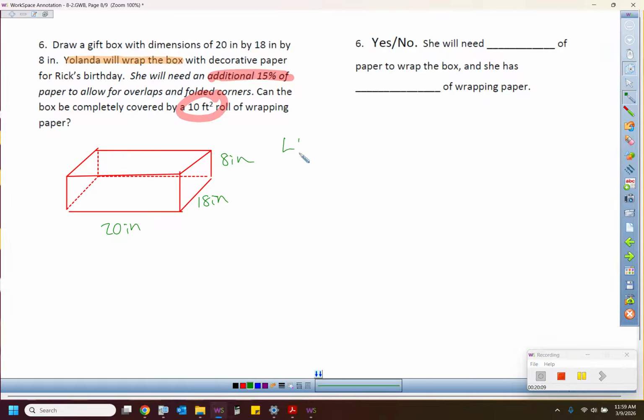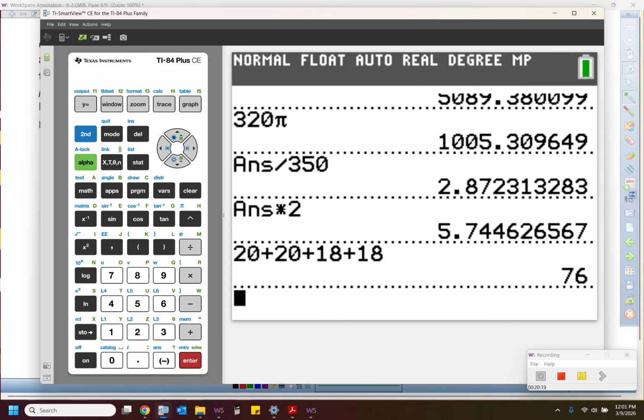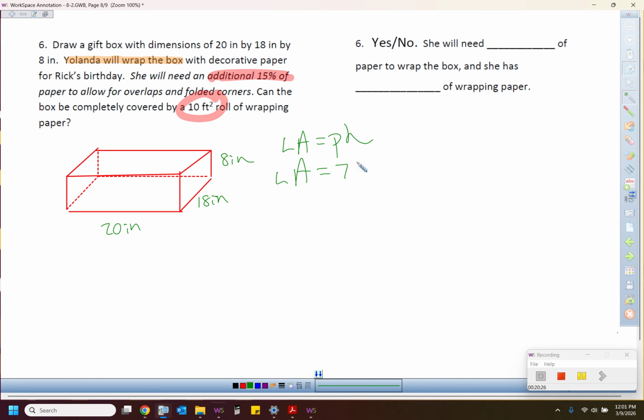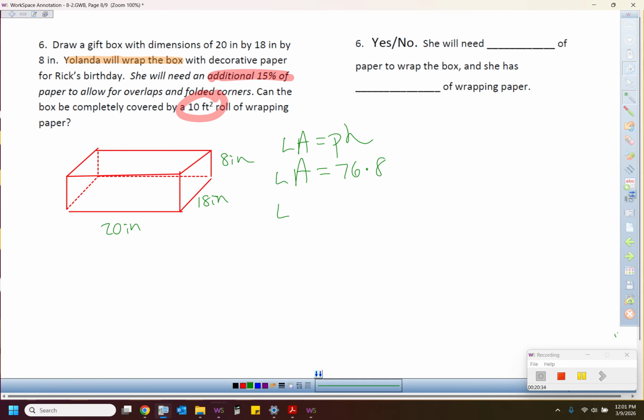So before I can find surface area, I need lateral area. That would be the perimeter of the base times the height. So adding this up, 20 plus 18 plus 20 plus 18, I got the perimeter of the base to be 76. And the height of that guy is 8. So 76 times 8 is 608 square inches.